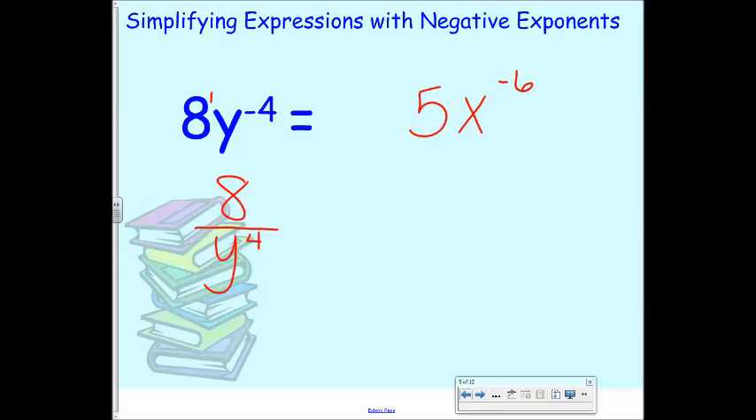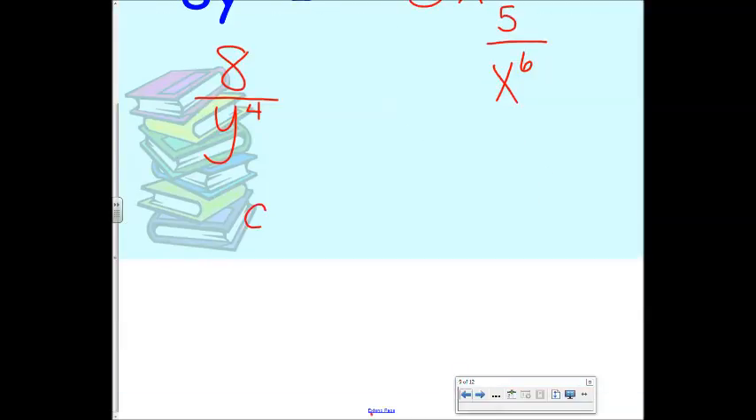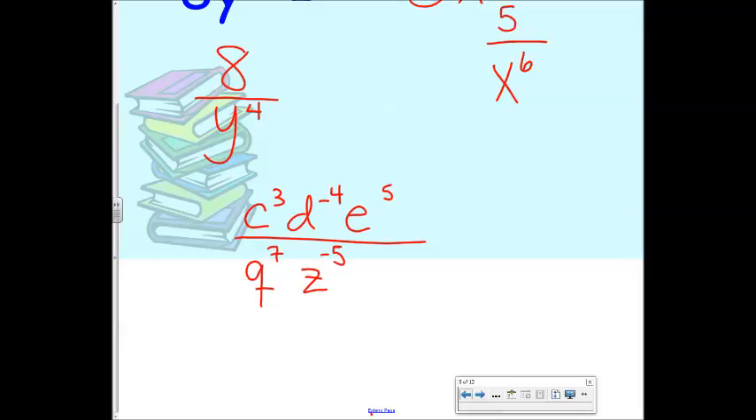Okay, now, what about this? Okay, what about this? Which ones move and which ones don't? I can't move it all to the top. Which ones move? Oh, move the negative ones. Moves things that have a negative exponent. So in this case, which things have negative exponents? The D and the Z.